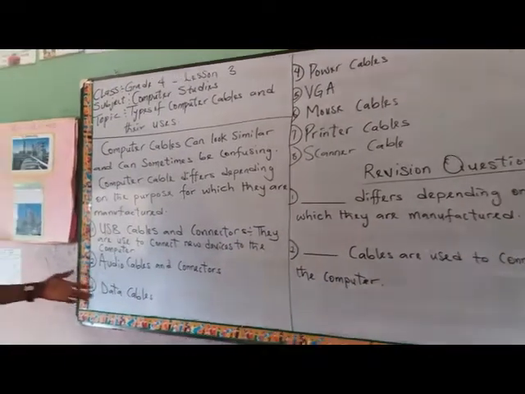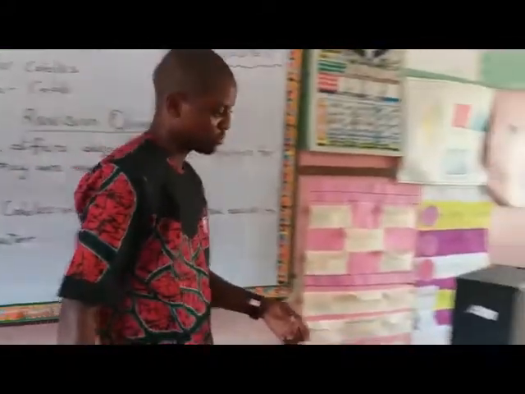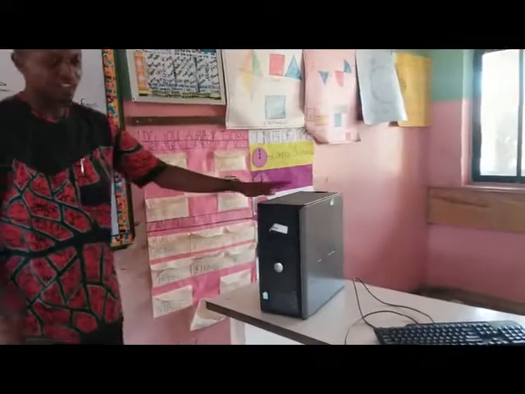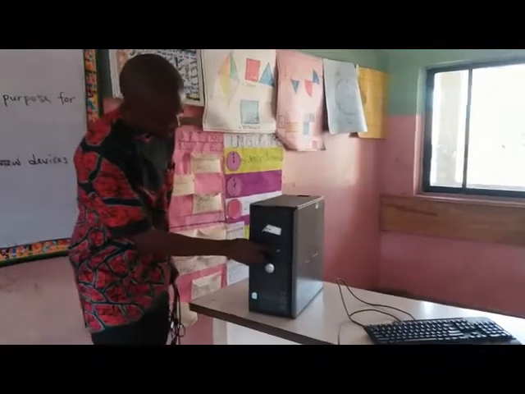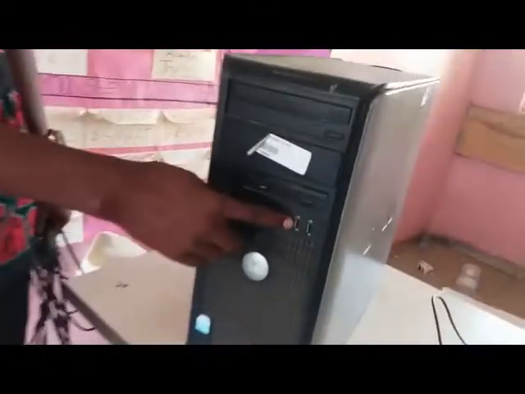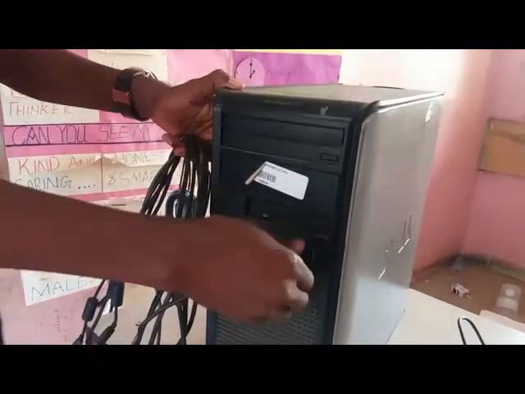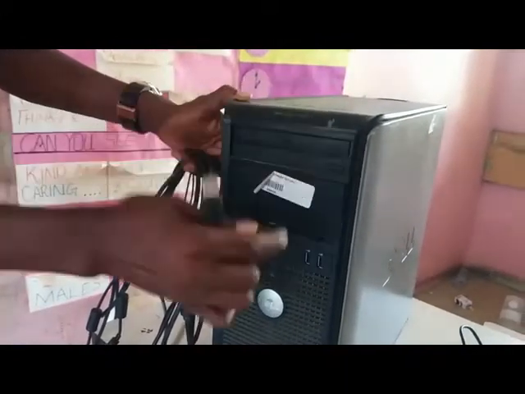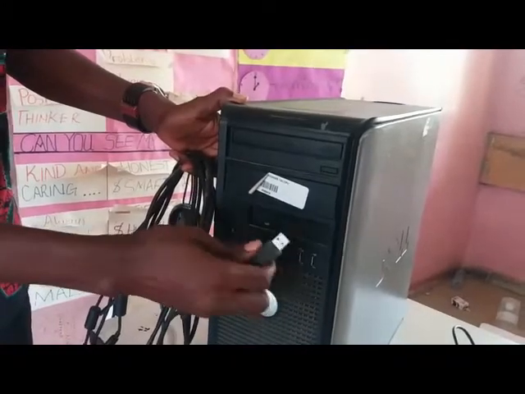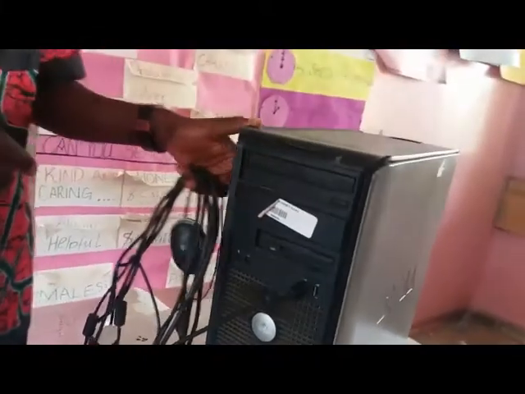Now let's quickly look at audio cables and connectors. Before I move further, you see this is a system unit, which I believe you all know. You can see this is the USB port, where the USB cable is to be connected. You can see this is the mouth of a USB cable. Look at the port where it's to be connected, place it like this and push it in. It's as simple as that.